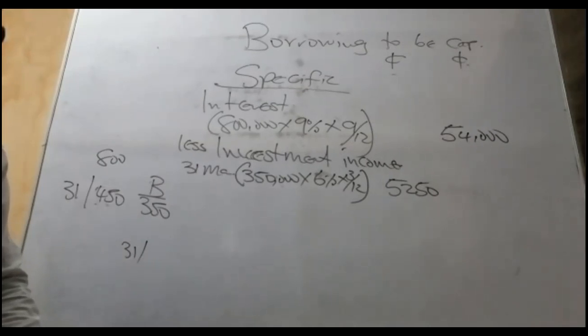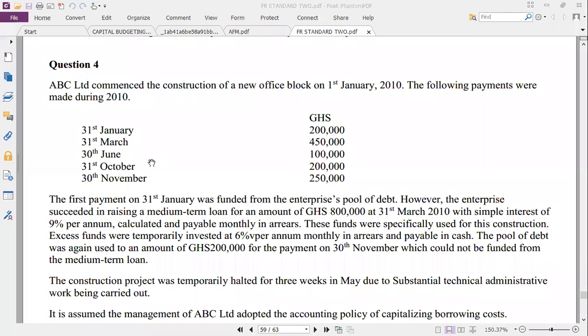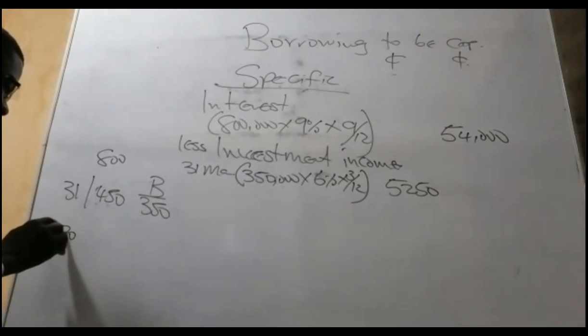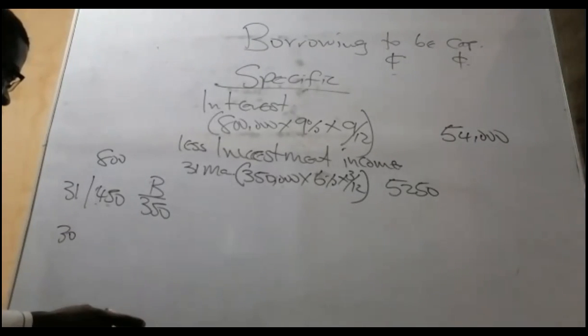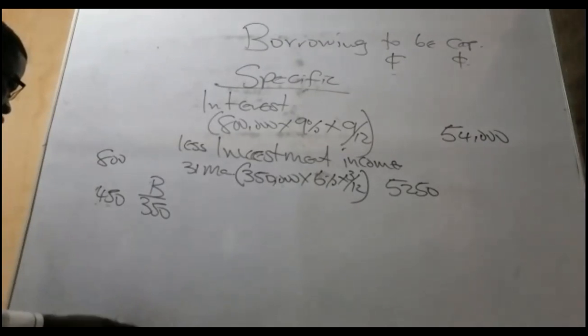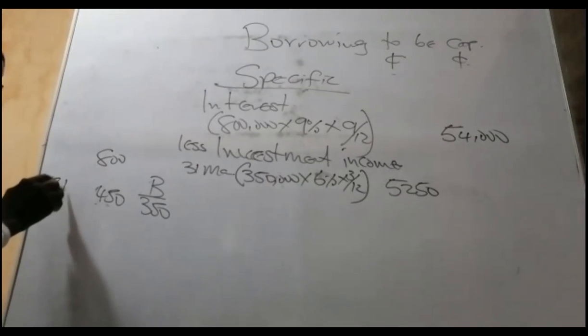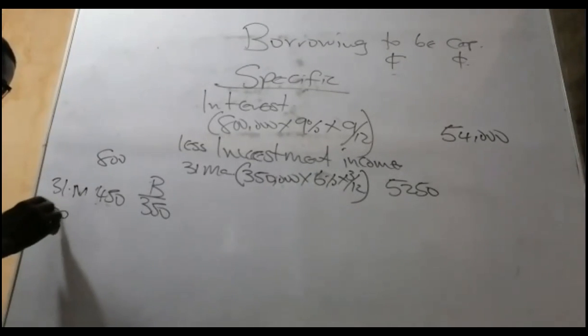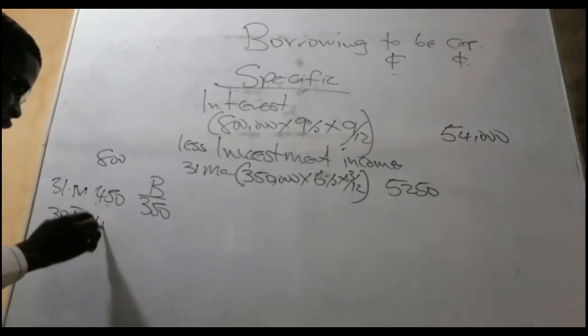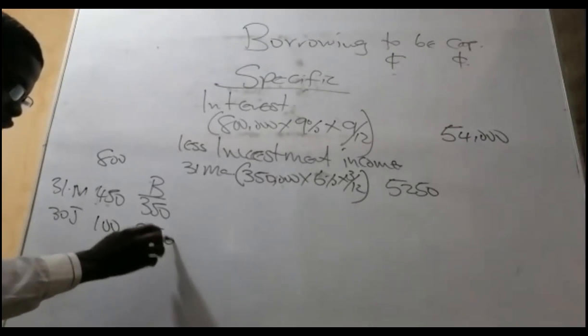When is the next withdrawal? On 30th June, they pick 100. Let me write this one down. So this one is 31st March. On 30th June, they pick 100. So what balance is left? 250.